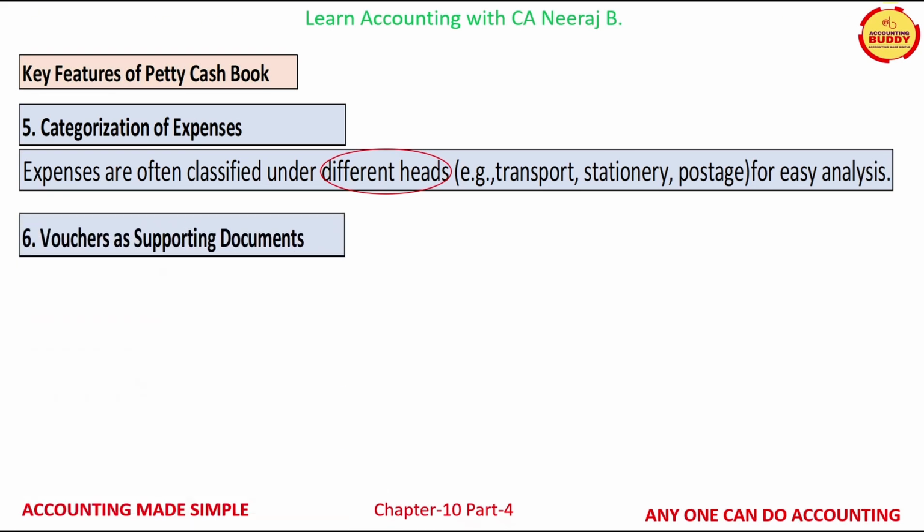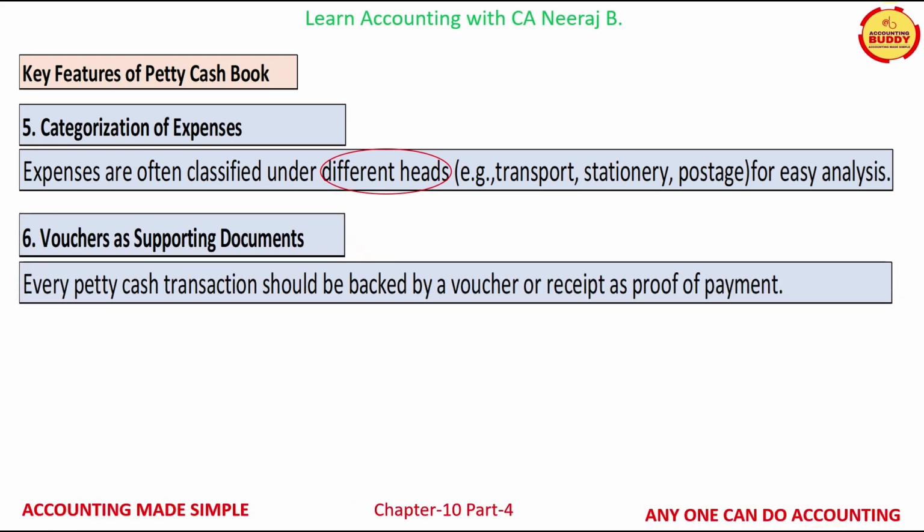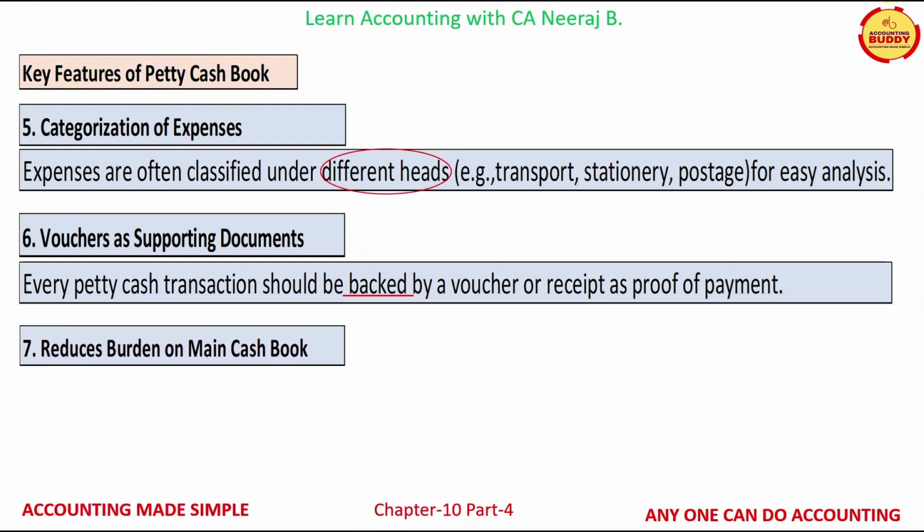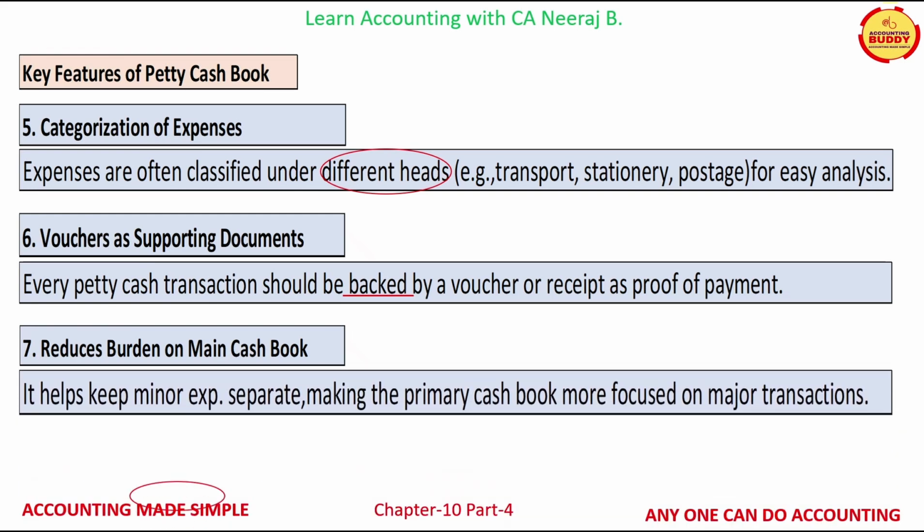For recording petty cash transactions, vouchers or receipts are used as supporting documents. No petty cash transaction is recorded without a supporting document. Every transaction should be backed up by a voucher or a receipt as a proof of payment. Petty cash book reduces the burden on the main cash book. It helps keep minor expenses separate so that the primary cash book is more focused on the major transactions.